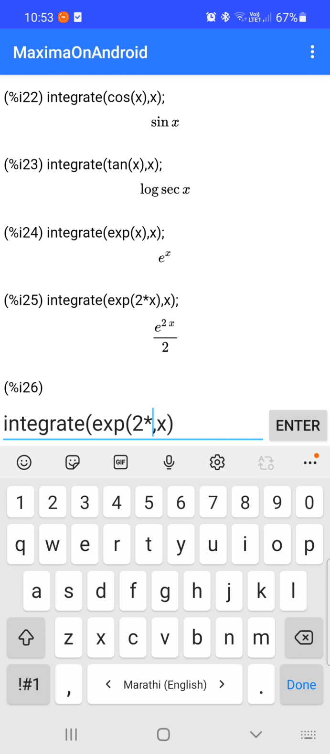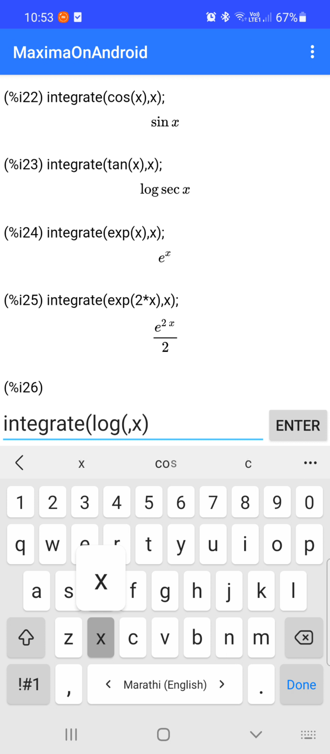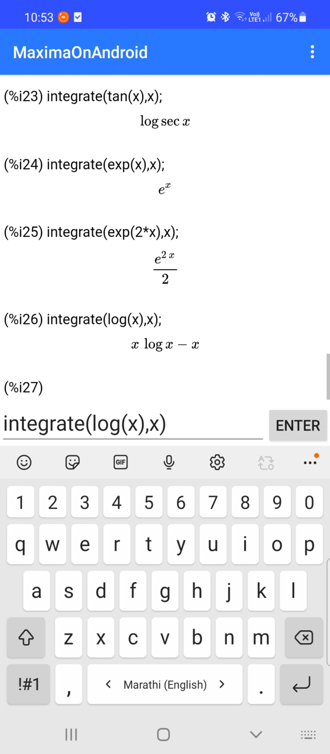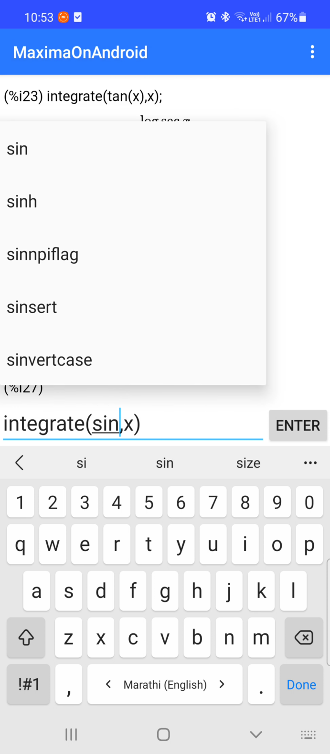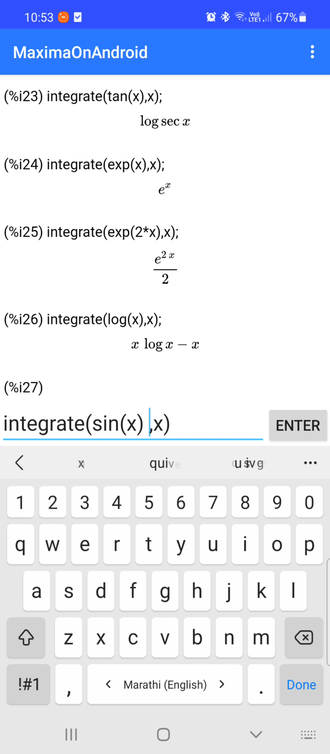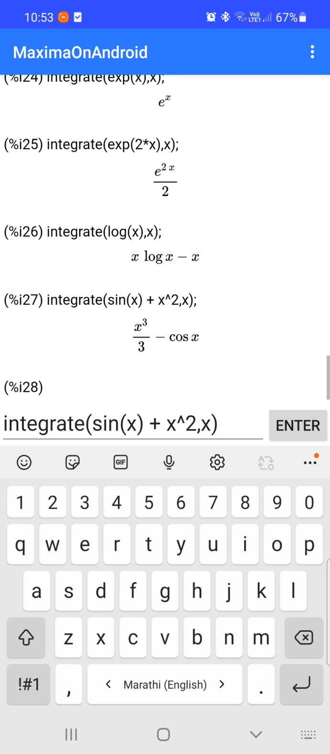Again, the integration of log x, we know that it is x log x minus x. So now you can also find the integration of the addition of two functions, say sin x plus x square. So you can see it is x cube by 3 minus cos x.